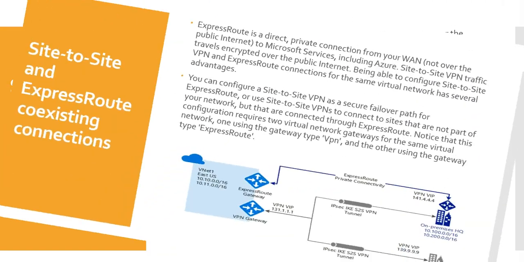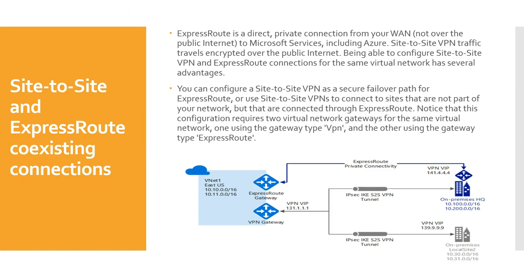You can also have site-to-site and ExpressRoute coexisting connections. ExpressRoute is a direct private connection from your WAN, not over the public internet, to the Microsoft services, including Azure. Site-to-site VPN traffic travels encrypted over the public internet. Being able to configure site-to-site VPN and ExpressRoute connections for the same virtual network has several advantages. You can configure a site-to-site VPN as a secure failover path for ExpressRoute, or use site-to-site VPNs to connect to sites that are not part of your network, but that are connected through ExpressRoute.